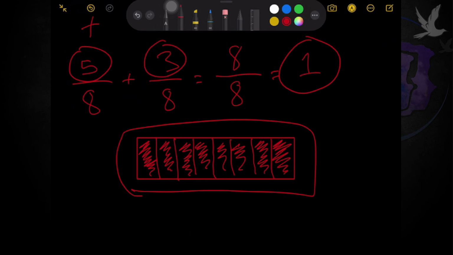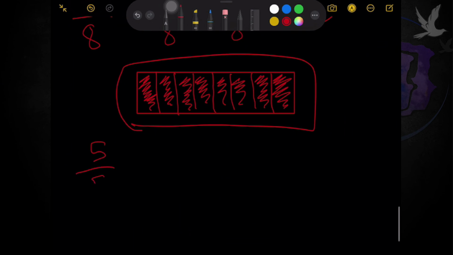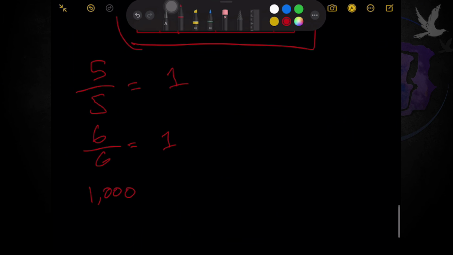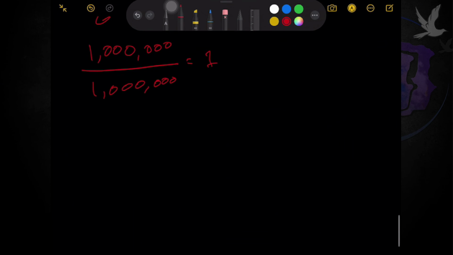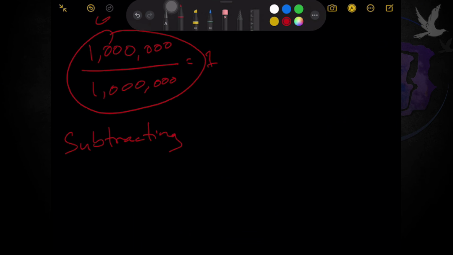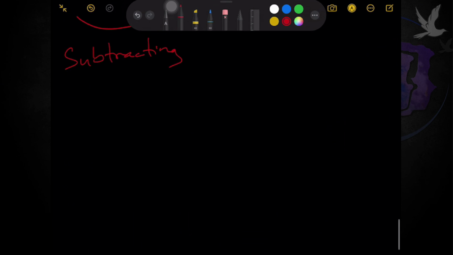That's why when you have the same numerator and denominator, it means that it is equivalent to 1. Okay? So, that's how it should be. If you'll encounter 5 over 5, that's equivalent to 1. If you'll encounter 6 over 6, that's equivalent to 1. Even if you're going to reach 1 million over 1 million, it's equivalent to 1. So, that's the logic here. Okay? Now, we're going to subtract. Subtracting similar fractions. Imagine you have 1 million parts. That's very hard to draw a model of.